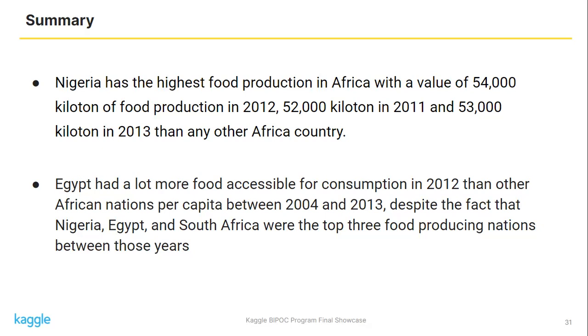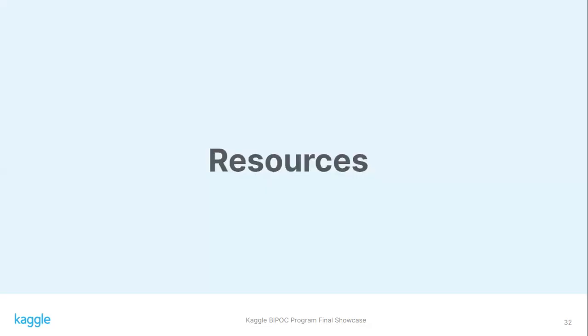And lastly, Egypt had a lot more food accessible for consumption in 2012 than any other African country per capita between 2004 and 2013, despite the fact that Nigeria, Egypt, and South Africa were the top 3 food producing nations between those years.